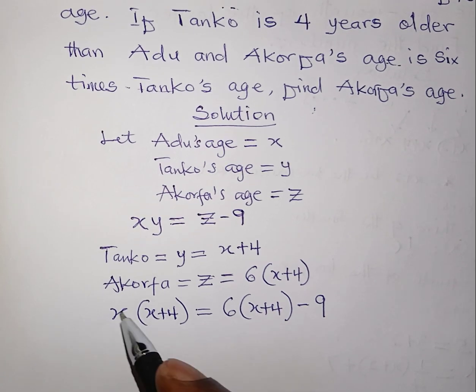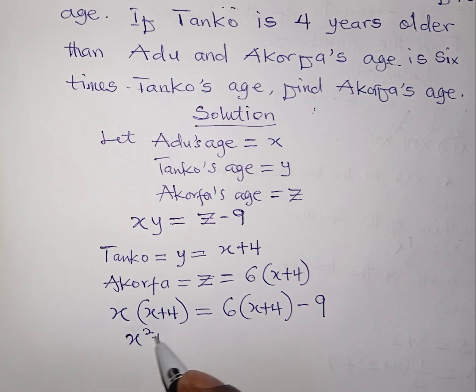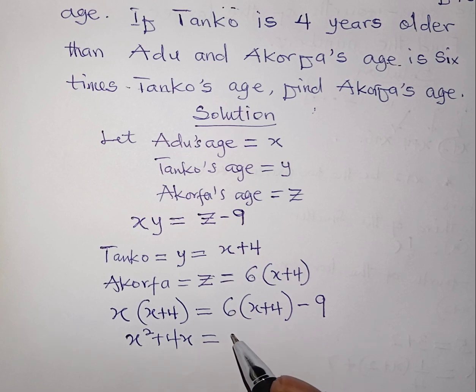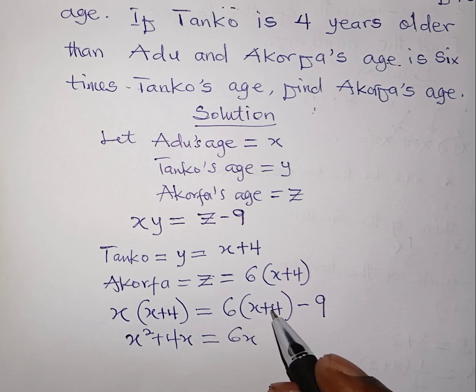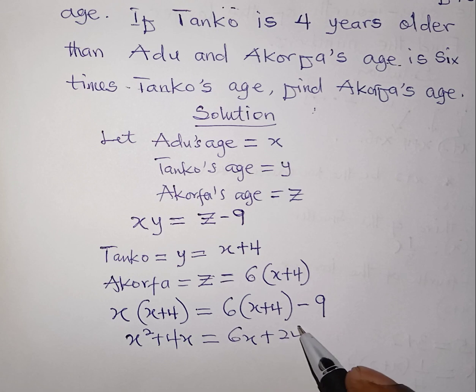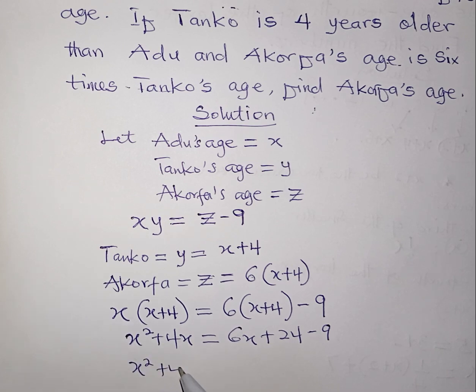If that's the case, then x times x gives me x squared. This times that gives me 4x, which is equal to 6 times x gives me 6x. 6 times 4 gives me 24. Then minus 9. So if I have this here, then I can group like terms. So I have x squared plus 4x minus 6x, which is equal to 24 minus 9, this gives me 15.